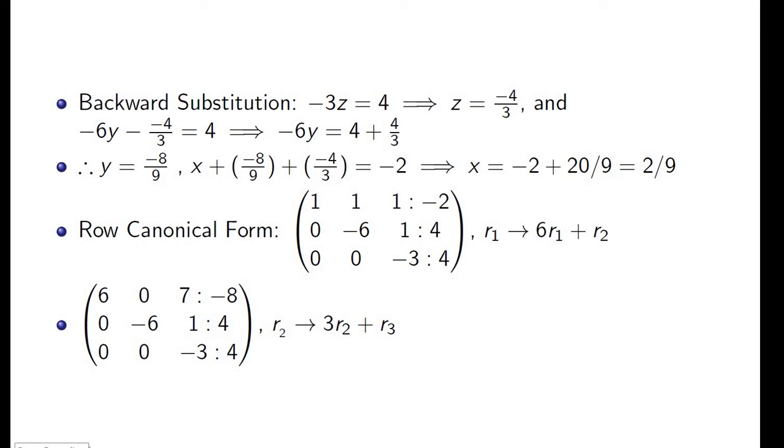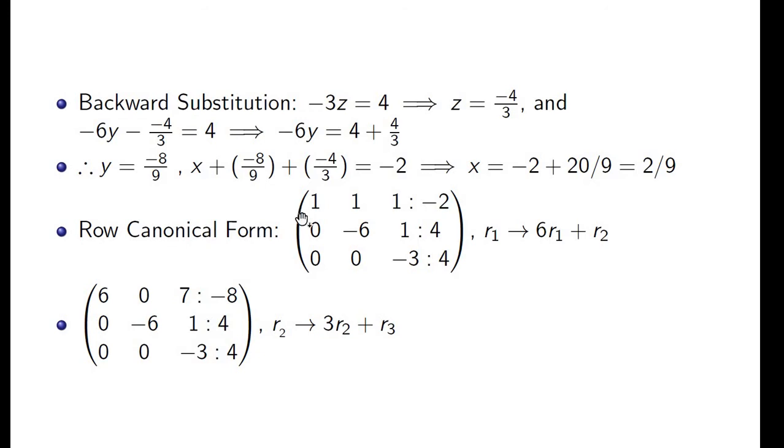Welcome to video 2. Remember, here our objective is to get our system to row canonical form. In order to get our system to row canonical form, the pivot variable needs to be the only non-zero entry in a column. So with regards to this matrix that's already in echelon form as we reduced it in our previous lecture, in order to get 0 above the pivot -6, we need to multiply row 1 by 6 and add back row 2, right?